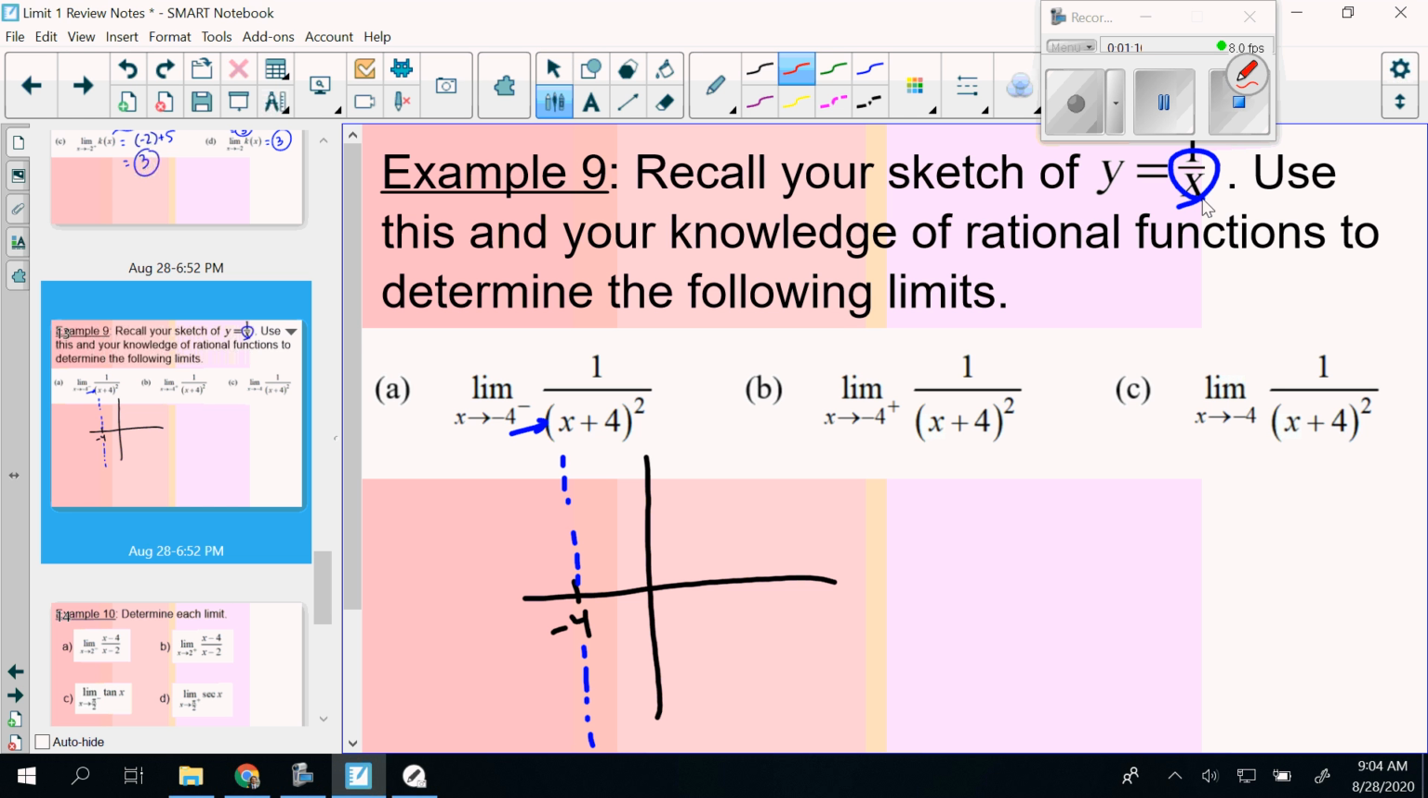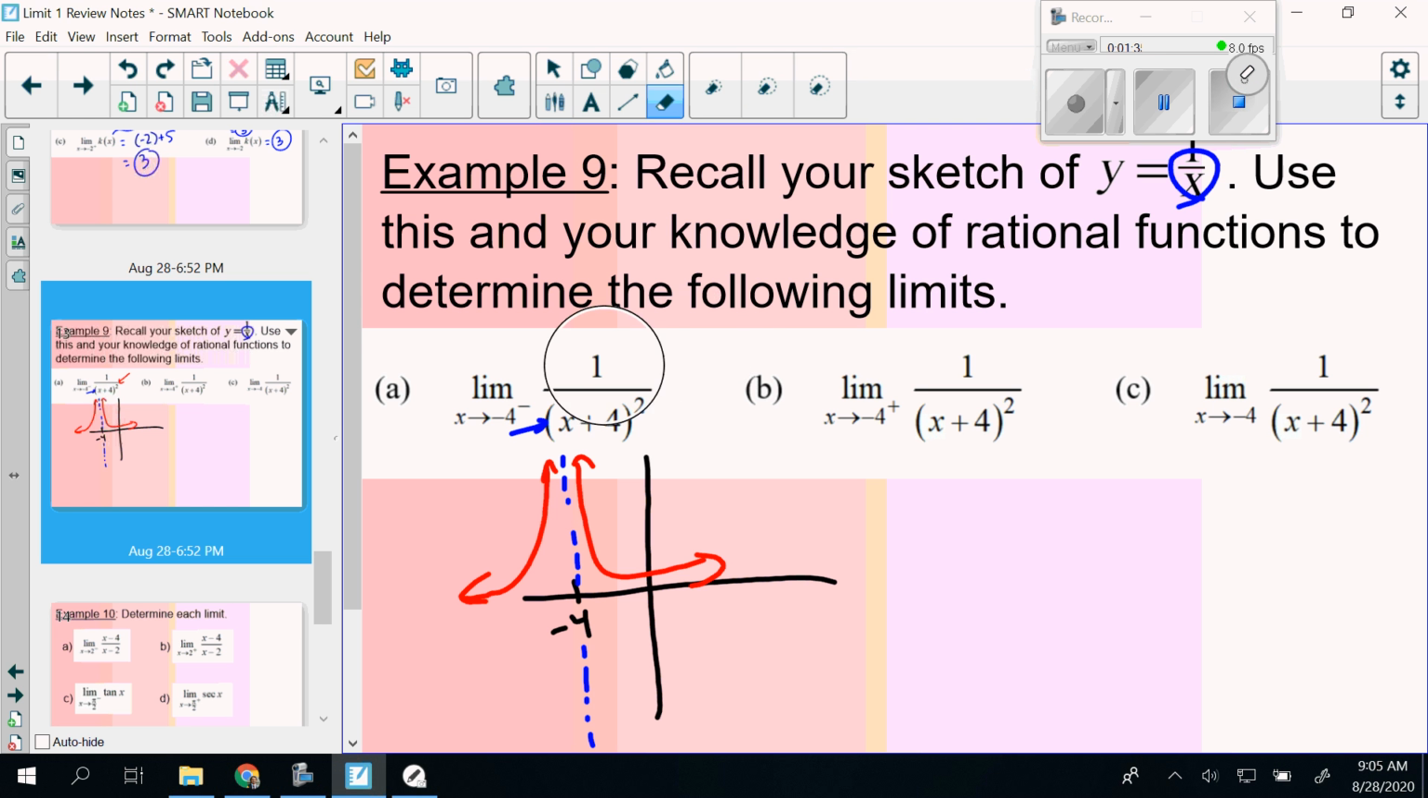What else is going on in here? Well, we also have that this is squared. Remember from working with rationals, if it's squared, it's going to go the same direction here. So this one is not going to go opposite direction like that 1 over x one. Both sides here should be approaching the same thing. So let's look at what our limits equal now.